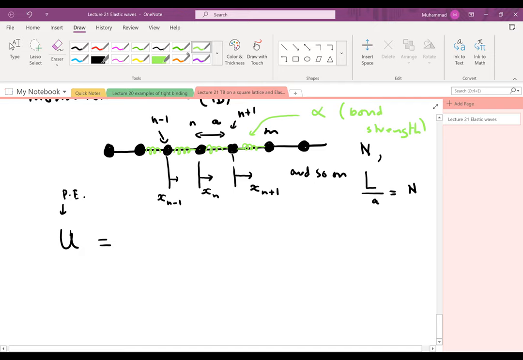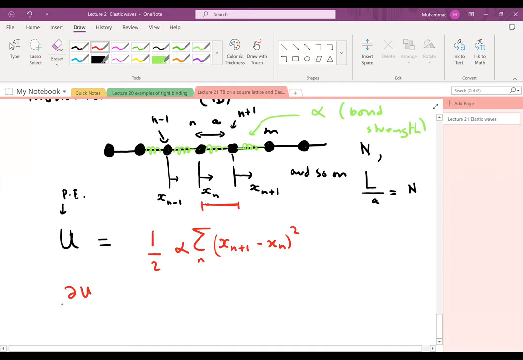And my U is going to be 1/2 alpha. If I consider these two atoms, the mutual distance between them is going to be xn plus 1 minus xn, squared. But then I have to sum up over all n's. So I take these amplitudes, these displacements, in a pairwise fashion and subtract one from the other, square, and then sum up over all of these atoms. I hop from one atom to another and find this pairwise quantity over and over again.